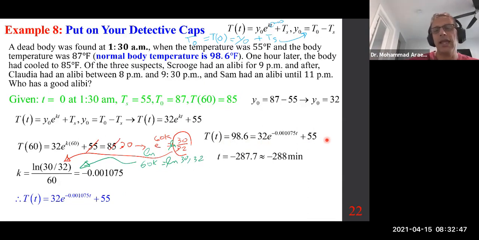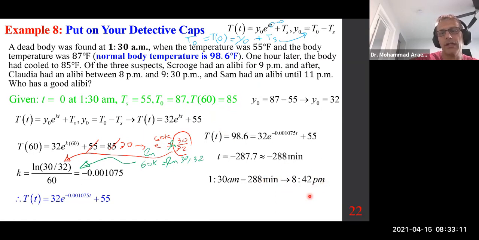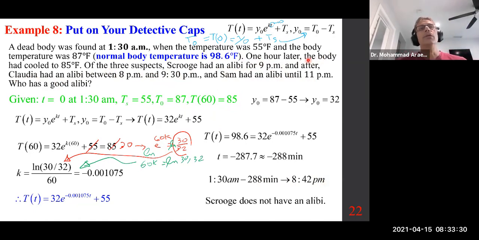And we end up with minus 288 minutes, which means from the time 0, which was 1:30 a.m., minus 288 minutes, the person was alive, and we are going to subtract this from 1:30. Gives us 8:42. So according to this calculation, at about 8:42, the person was alive. So when you look at that, Scrooge had an alibi for 9 p.m. after. That's a problem. From 8 to 9:30, so she's in good shape. Sat until 11. So you see who did the job. And that's really, believe it or not, what forensic teams do. And so that's the beauty of math and calculus.